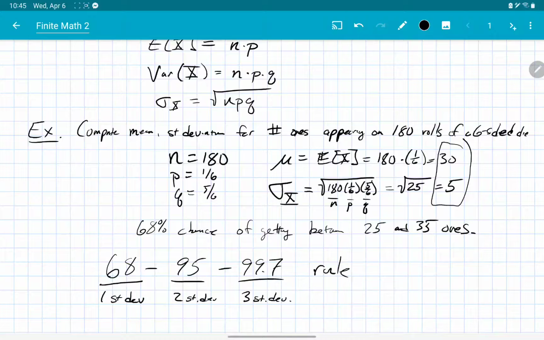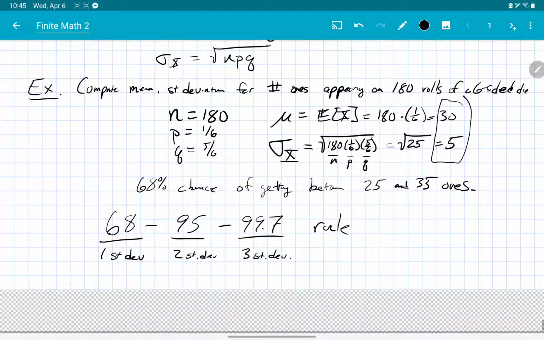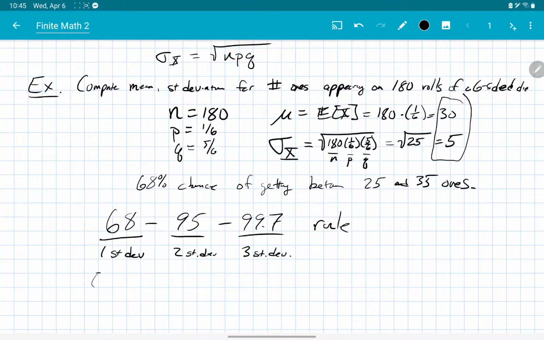So for this problem, this would be between 25 and 35 ones. This would be between 20 and 40. And this would be between 15 and 45. So to get more than 45 ones on 180 rolls of the die is a very rare occurrence. It can happen, but it's very rare. But to get between 20 and 40 ones is quite common. Right? That'll happen 19 times out of 20, 95%.